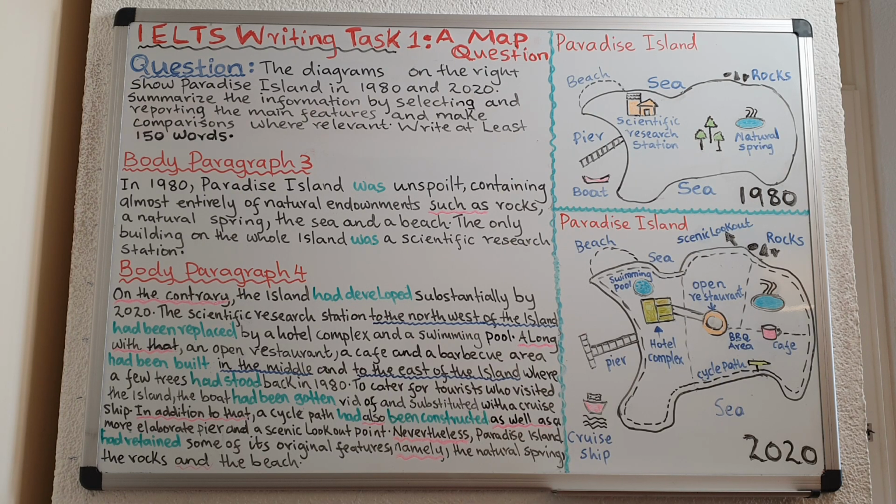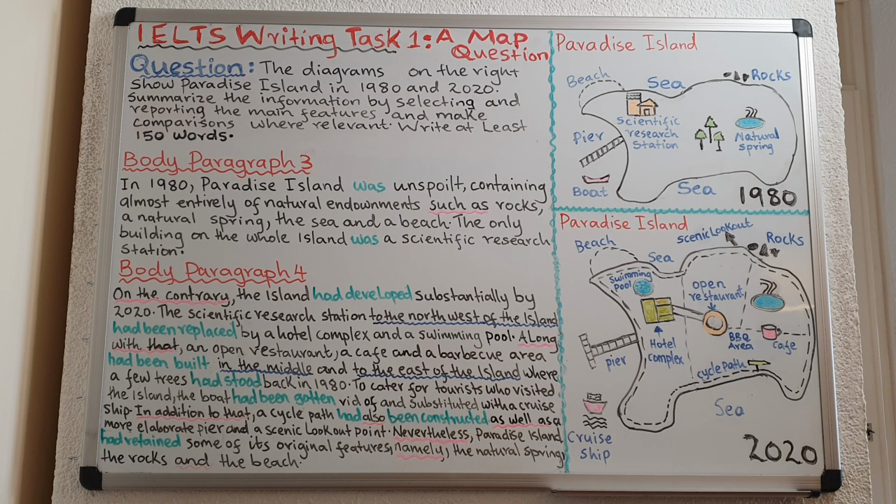Now, once you receive your Task 1, the most important thing, first of all, to do is to read the question. The diagrams on the right show Paradise Island in 1980 and 2020. Summarize the information by selecting and reporting the main features and make comparisons where relevant. Write at least 150 words. So you need to look at the two maps on the right.